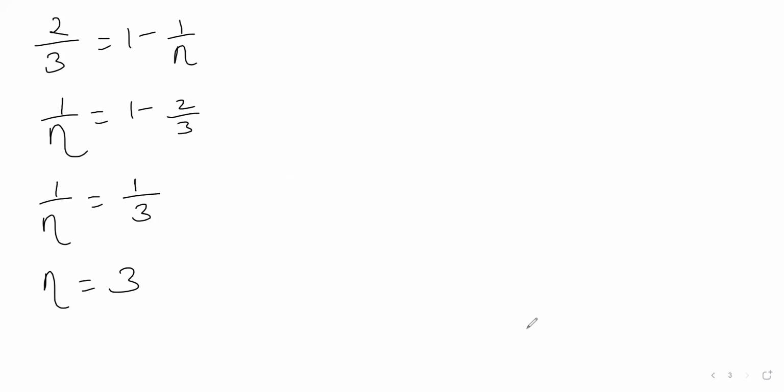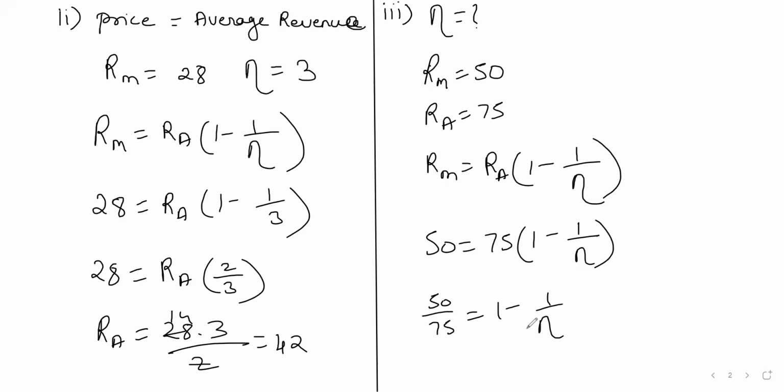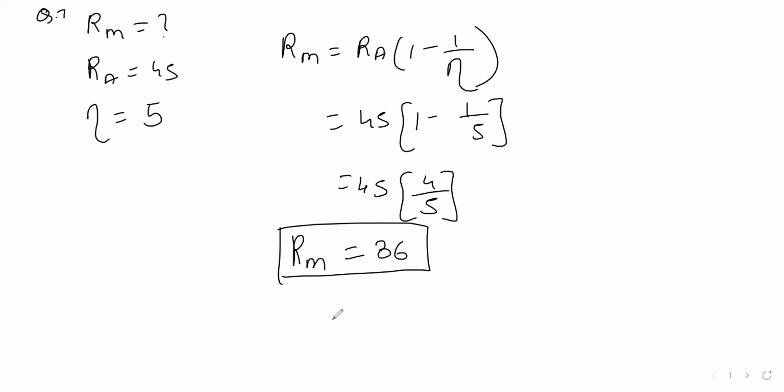In the previous sum, you should write down, thus average revenue or price is 42. And the first one, thus the marginal revenue is 36. Writing it in short in one line is very important.